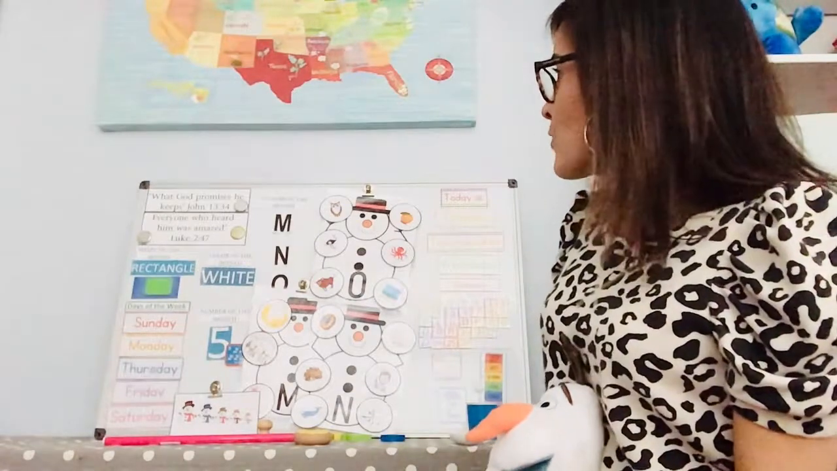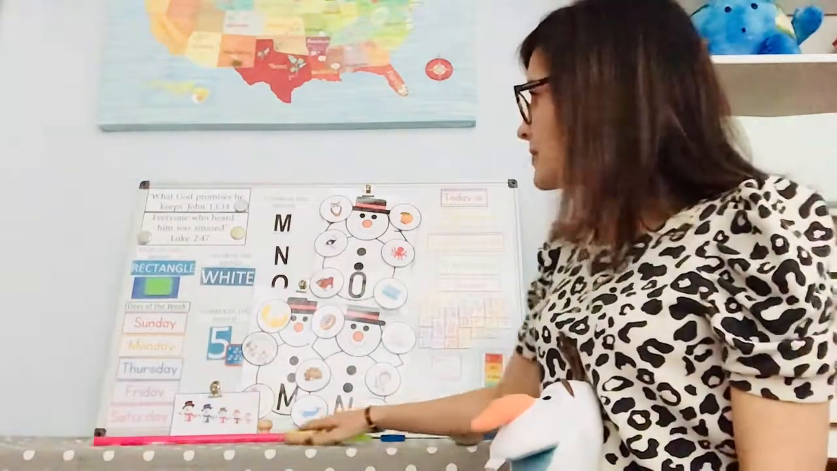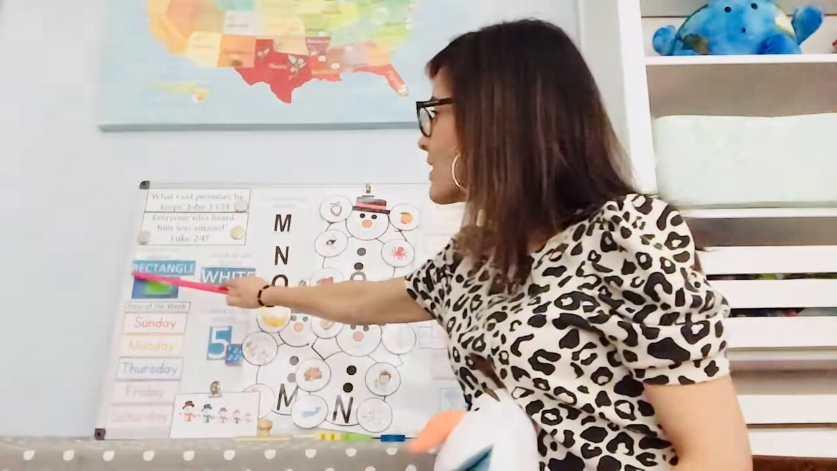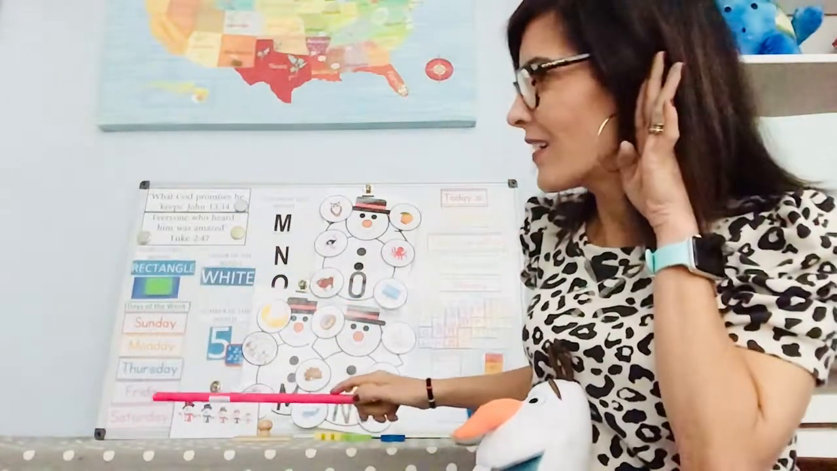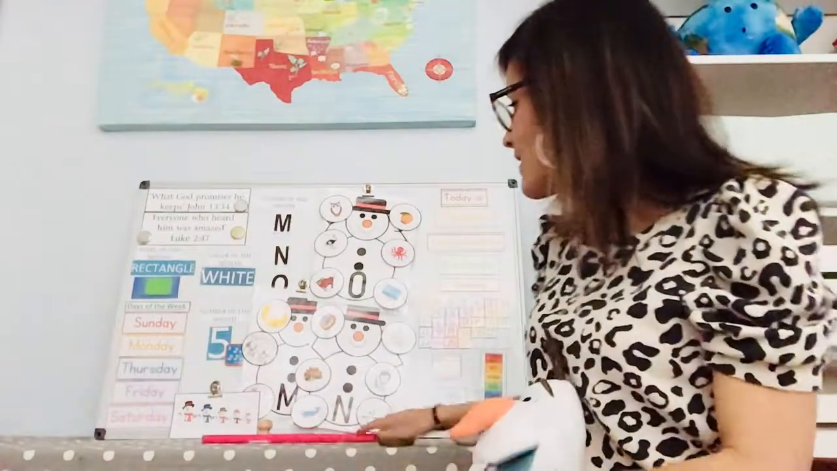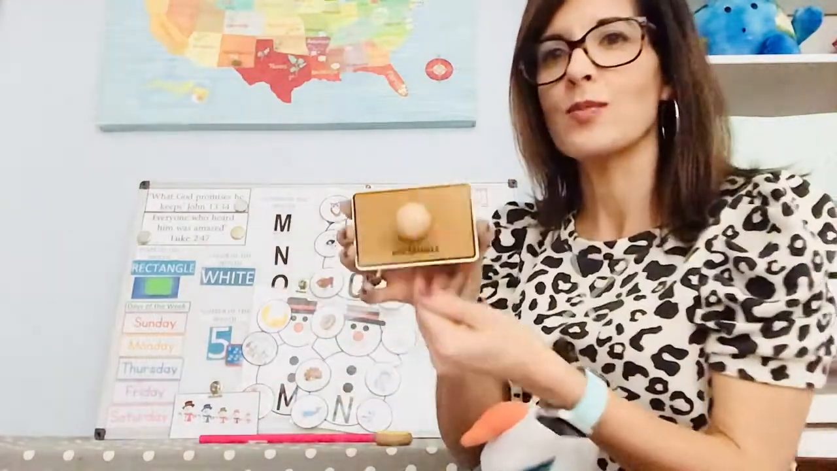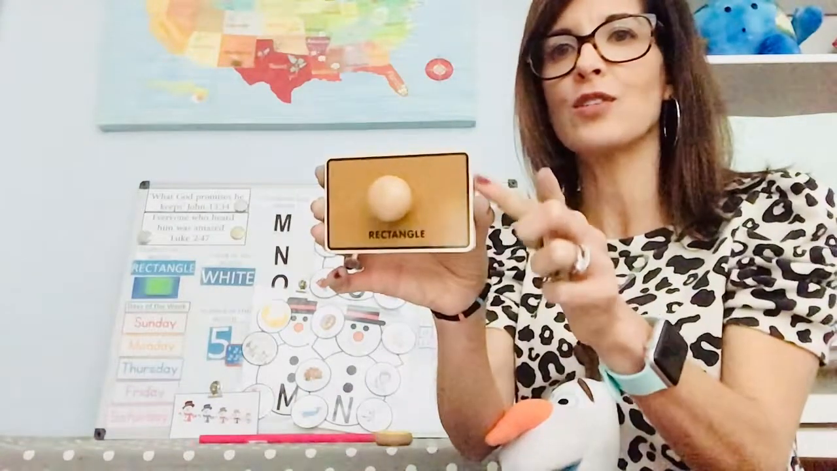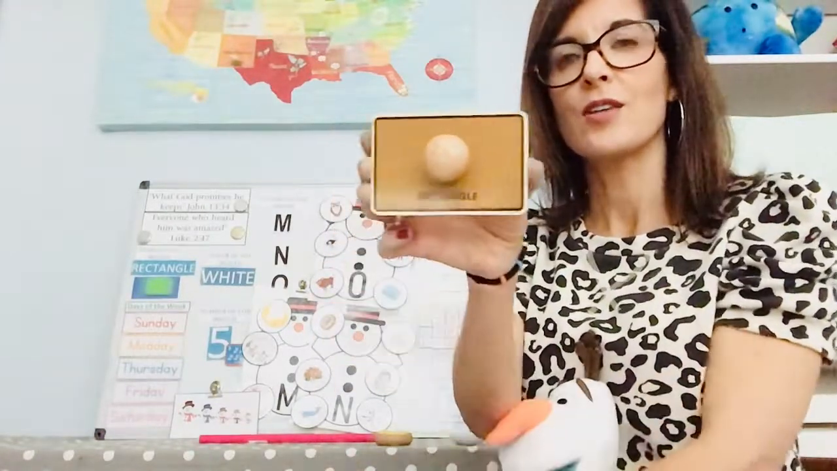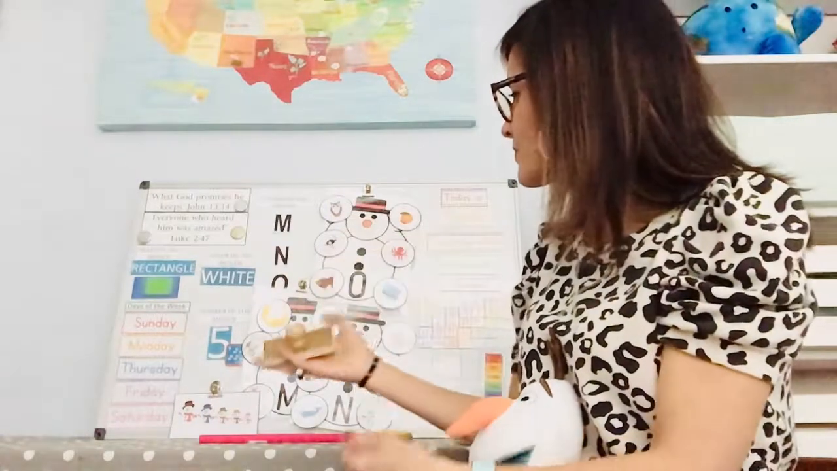So does anyone remember the shape of our month? This big word right here is rectangle. Can you say rectangle? Good job, friends. Remember I showed you last week, the rectangle has 2 long sides and 2 short sides. So this is a rectangle.